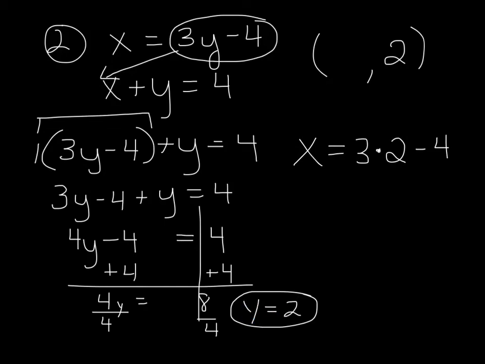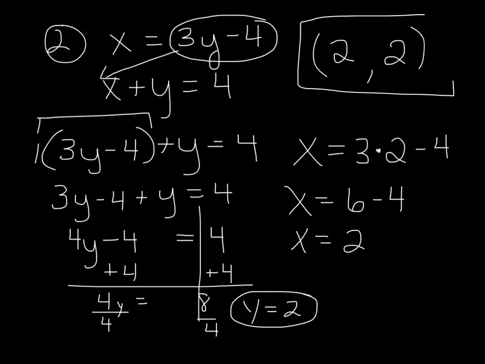So now x is going to be equal to 6 minus 4. X is equal to 2 as well. So your ordered pair then is 2, 2. Circle your answer. That's where your lines would cross if you were to graph them.